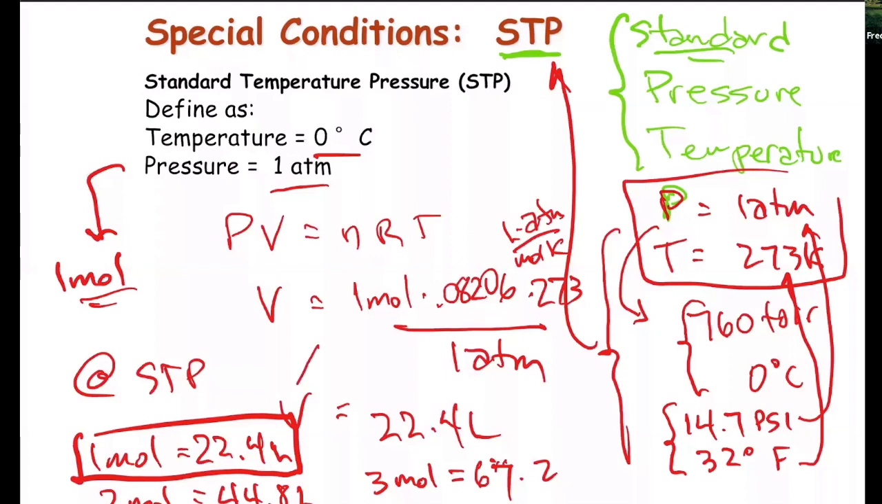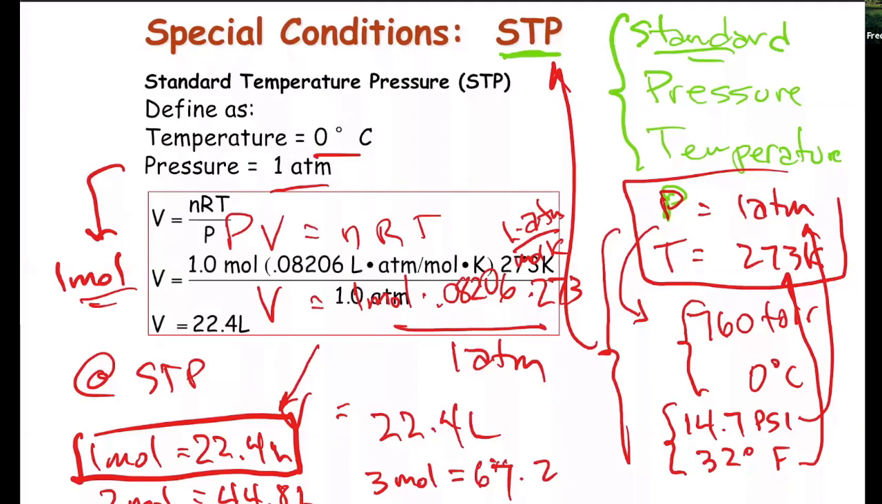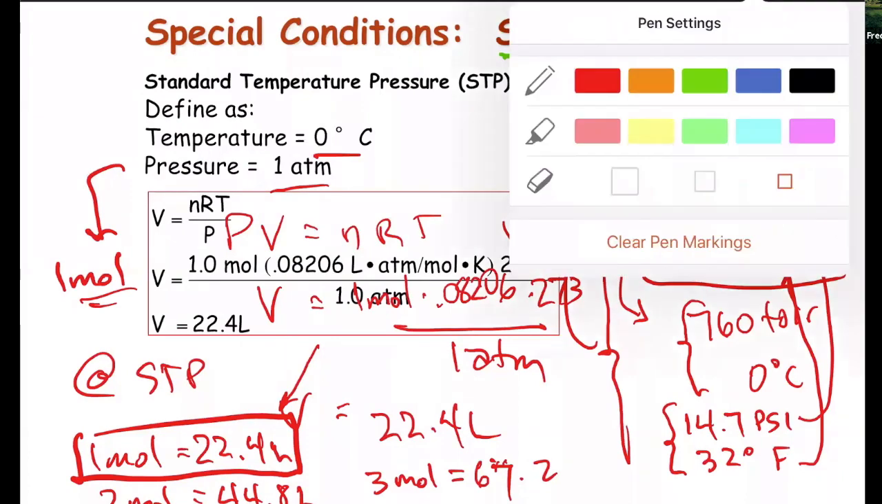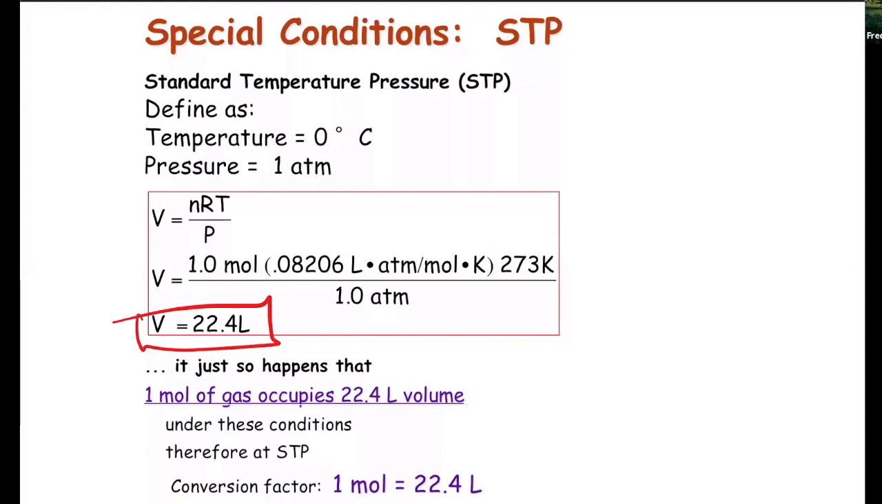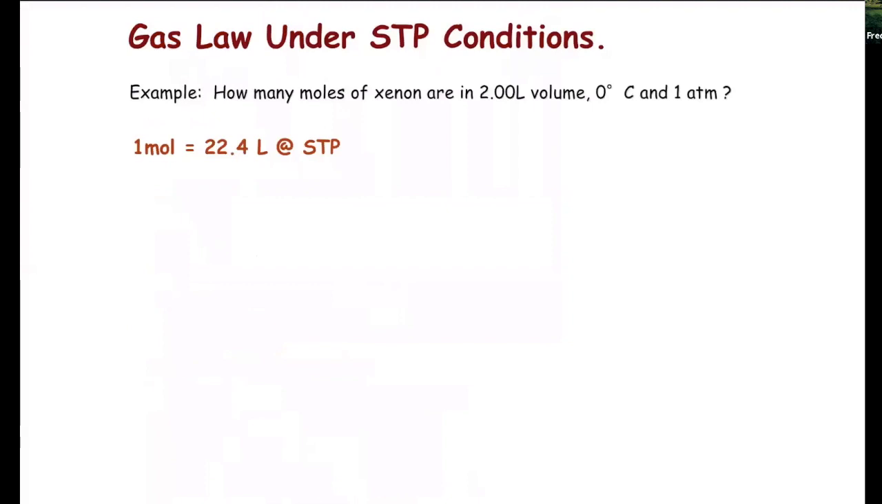The reason why I'm giving this to you is that let's take a problem and use that knowledge to solve it. Here's the problem. How many moles of xenon are in 2 liters, 0 degrees, 1 atmosphere? Right away, you should recognize that's STP. So we have 2 liters of gas, and we want to figure out how many moles that is.